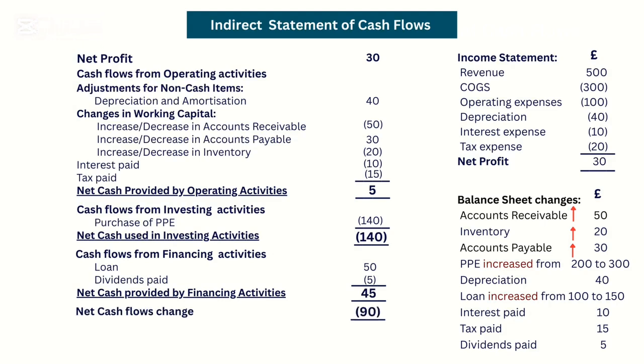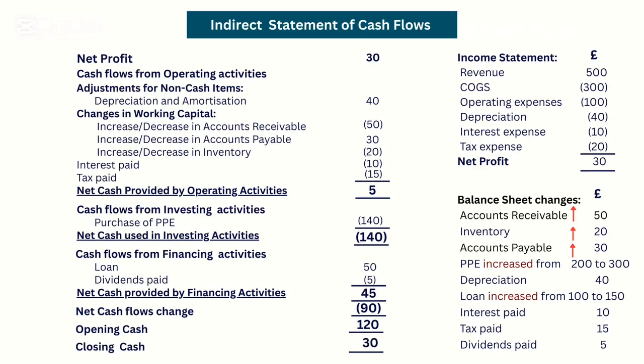Final cash movement is operating plus 5, investing minus 140, financing is plus 45. Net change in cash is 5 minus 140 plus 45 equals minus 90. This means cash decreased by 90 during the year. If opening cash was 120, 120 minus 90 equals 30.